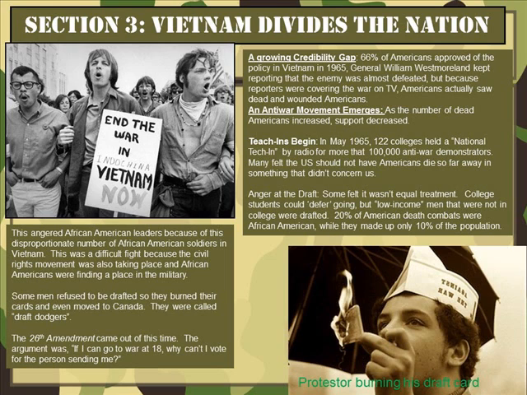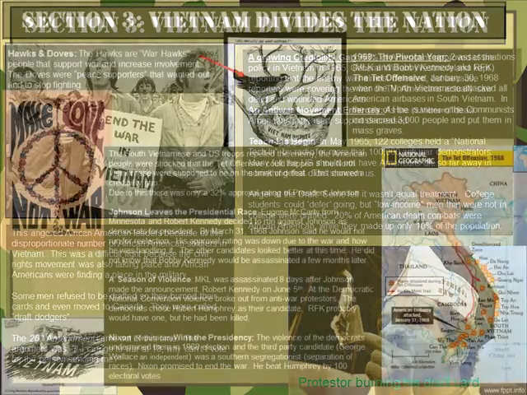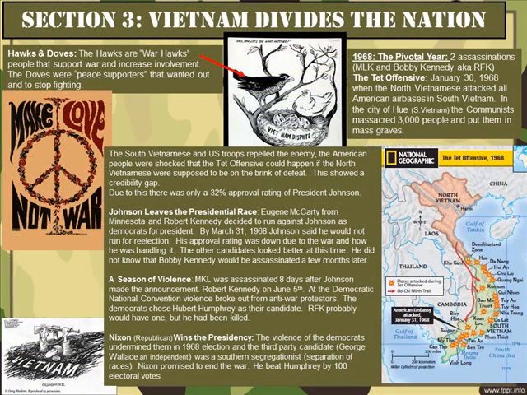The 26th Amendment came out at this time. The argument was, if I can go to war at 18, why can I not vote for the person sending me? Also in section 3, we see the explanation of the hawks and the doves. The hawks are the war hawks, the people that support the war and increase involvement. The doves were the peace supporters that wanted out and wanted to stop fighting. And you can see a graphic picture of that to the right there. Graphic in the meaning that it's not bad to look at, but it shows you a hawk and a dove.